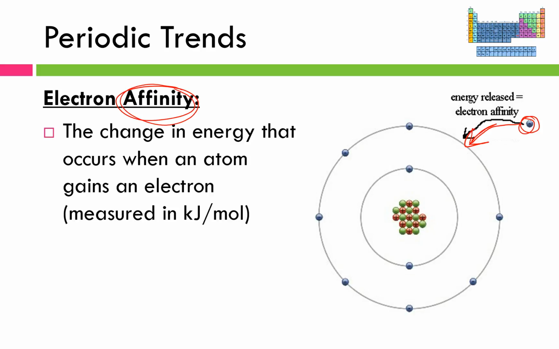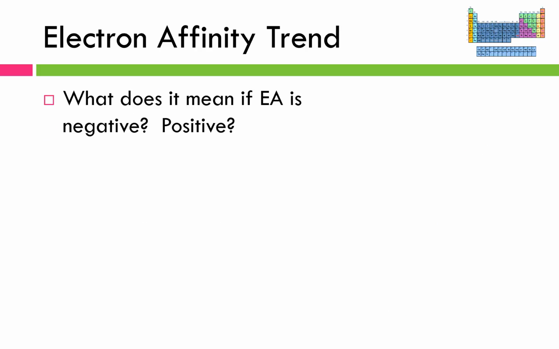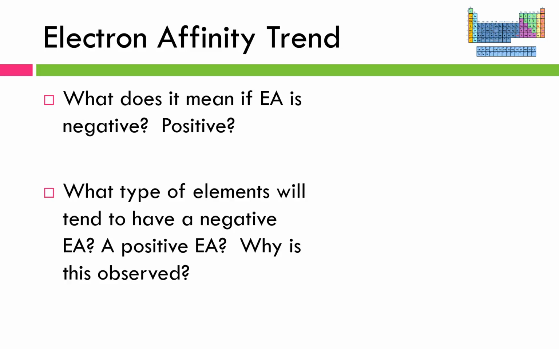So what I would like you to do is think about what it might mean if electron affinity is negative, and what it might mean if that value is positive. And we'll take it a step further. What type of elements would you expect to have a negative or positive electron affinity? And see if you can come up with why this is observed.